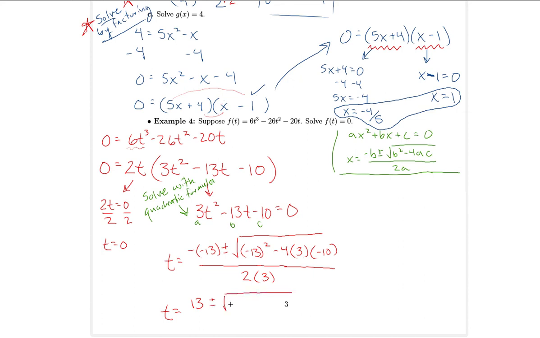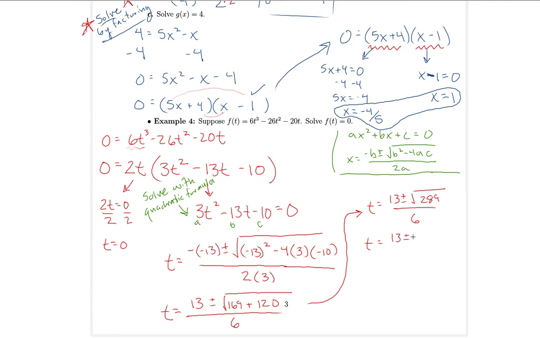So negative 13 squared gives us 169. This gives us plus 120. And that's all divided by 6. We're kind of running out of space, so we'll go over here. So t is equal to 13 plus or minus the square root of 289 over 6. Now the square root of 289 is actually a perfect square. If you take the square root of 289, you get 17.